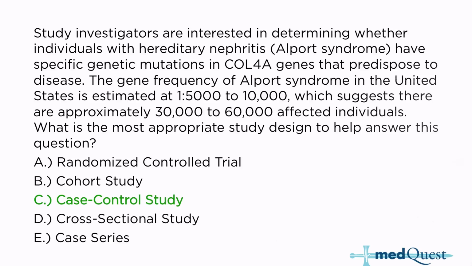The reason that answer choices D and E are incorrect is because they don't have as high validity as a case control study. So cross-sectional and case series studies aren't really going to allow you to make as strong of associations between the genetic mutation and the disease itself.